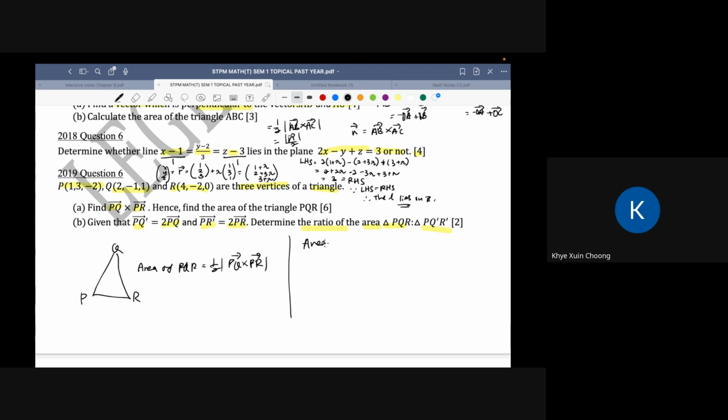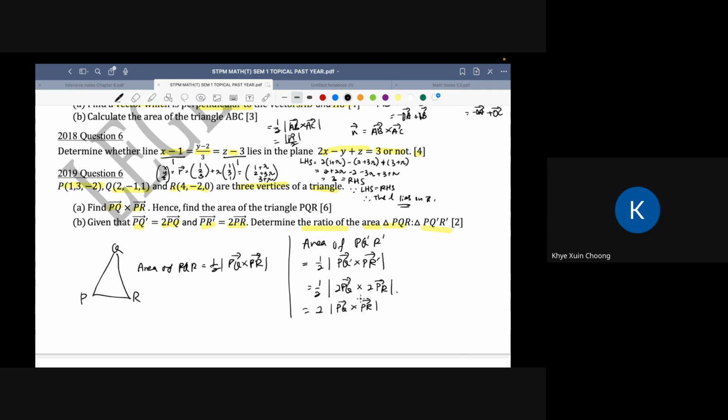It's quite straightforward because the area of PQ prime R prime should equal half modulus of PQ prime cross PR prime. So PQ prime cross PR prime should equal, since PQ prime is 2PQ, cross 2PR, PR prime is 2PR, you can factor this outside, you get 4 divided by 2, you get 2 modulus PQ cross PR.